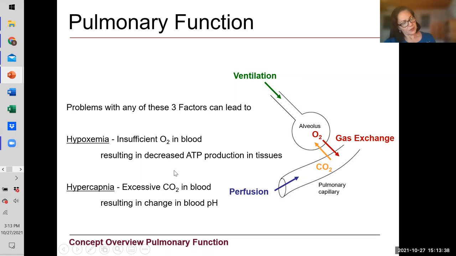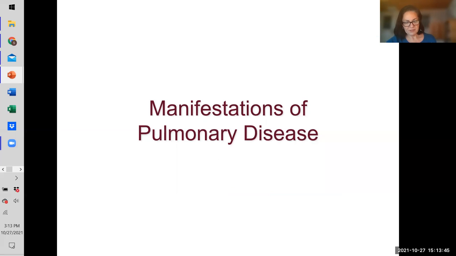Let me make sure that we are all on the same page. We are at manifestations of pulmonary disease. We are about halfway down on page 2.